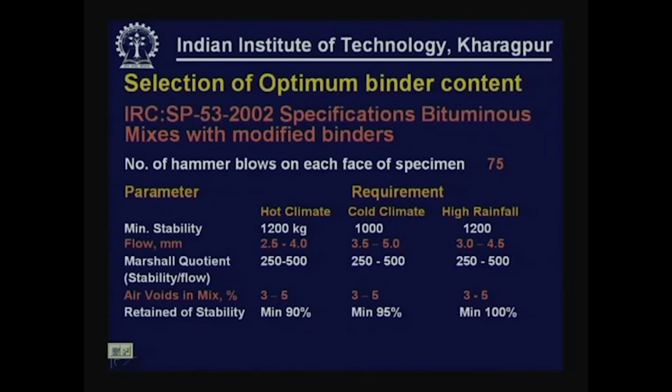The minimum stability for hot climatic conditions is 1200, cold 1000, and again if it is a high rainfall area, we have to have a minimum of 1200 kg minimum stability. Flow range is 2.5 to 4, 3.5 to 5, 3 to 4.5. Similarly, there is another parameter that is considered, which is called the Marshall quotient, which is nothing but Marshall stability divided by Marshall flow, which should range between 250 to 500. Retained stability requirement is also there, minimum of 90%, 95%, 100%, and air void requirement is 3 to 5%.